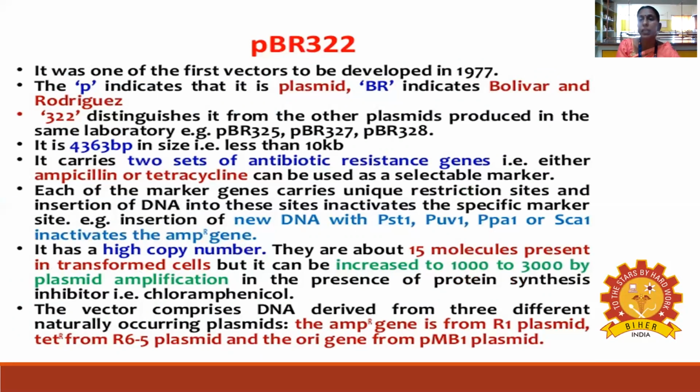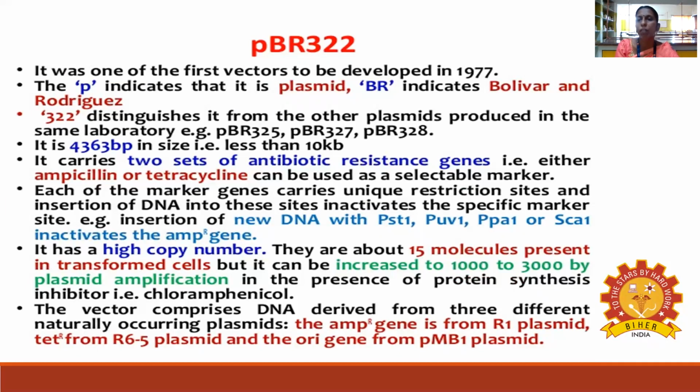Okay, multiple cloning site is also present there. So here the pBR322, the first vector to be developed, in the year 1977. The p represents plasmid, and BR represents Bolivar and Rodriguez, and the 322 distinguishes it from other plasmids from the same lab. Okay, where the lab constructed it, they named them pBR325, 327, and 328.